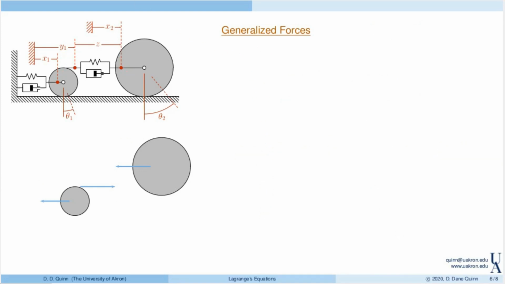Now we need to do the same thing for x2. So we're looking for Q_x2 now, and here we will hold x1 fixed, and we increment x2 by an amount delta x2. So again, just like I did before, this is point A, that's point B, that's point C.